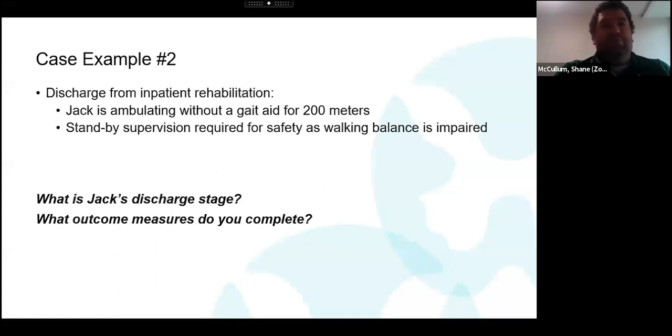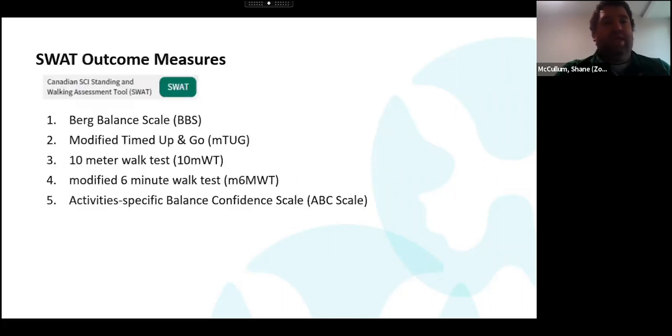So at discharge, you would complete the Berg balance scale, the modified tug, and the ABC. For outcomes, you would not do the 6-meter walk or the 10-meter walk because those require a 3B in order to complete those. So hopefully those case examples helped with that. Now I'm going to go through some of the outcome measures that we mentioned before. So these are the main 5 from the traditional toolkit that we mentioned, and we'll go through each of them.